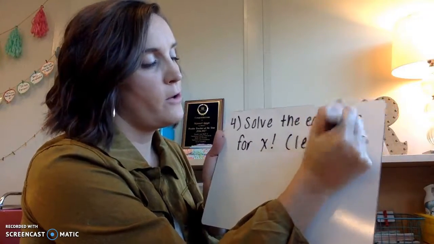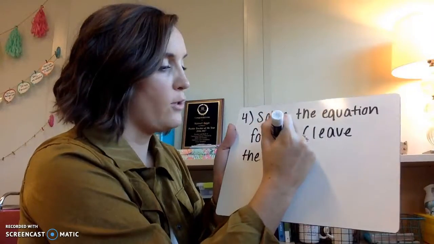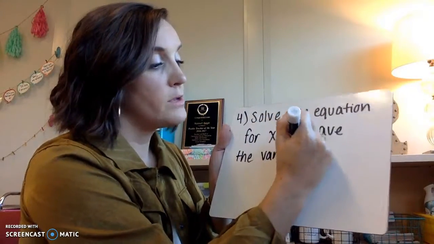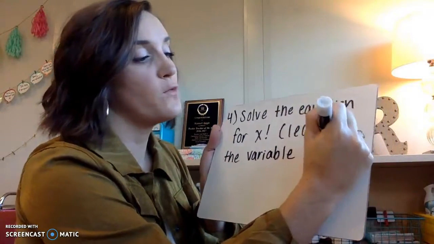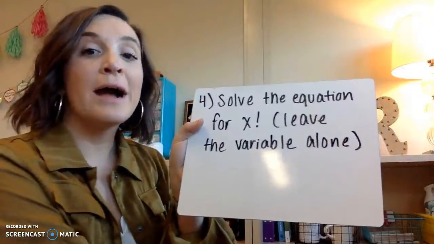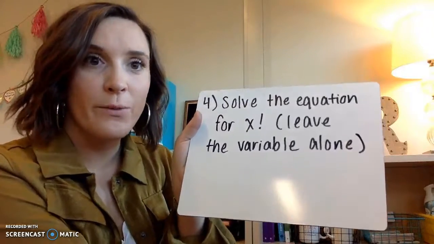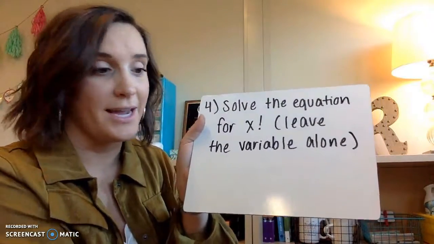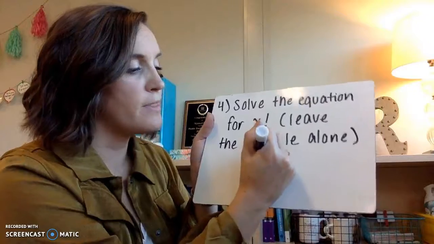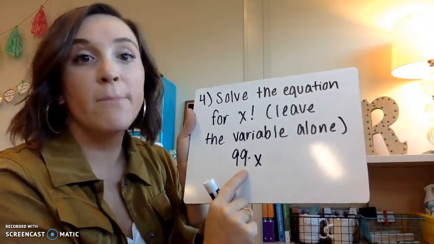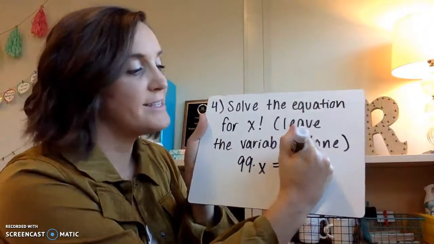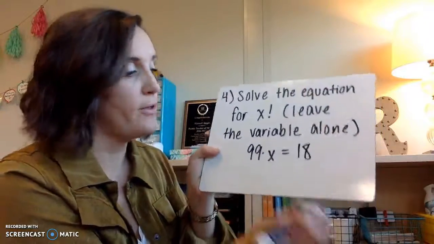Leave the variable, or the letter, alone. The variable is the letter. You do not touch or try to move the letter itself. You try to move everything away from it. So since the 99 is hanging out with the x, you've got to move the 99. So I'm going to put this little dot here to represent that multiplication is happening.